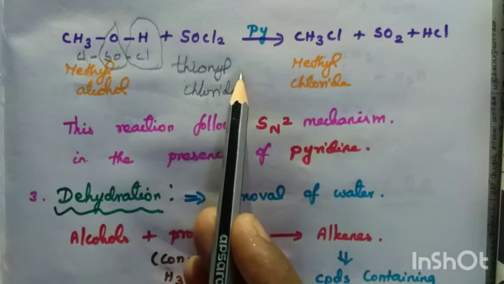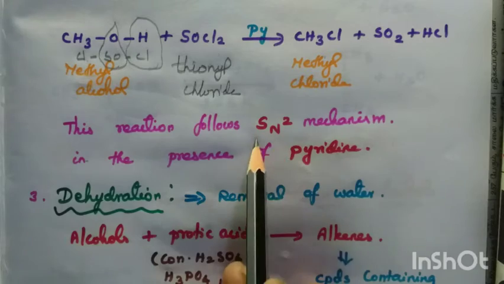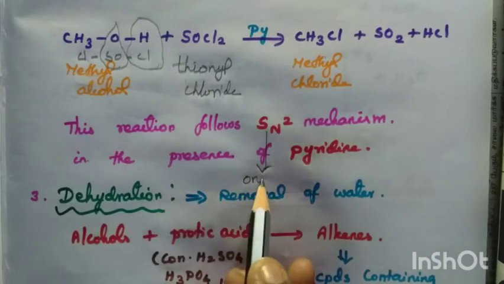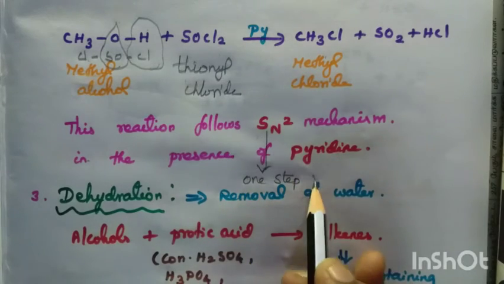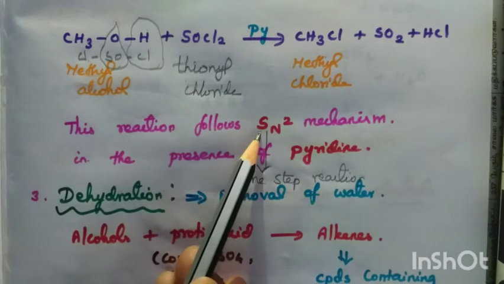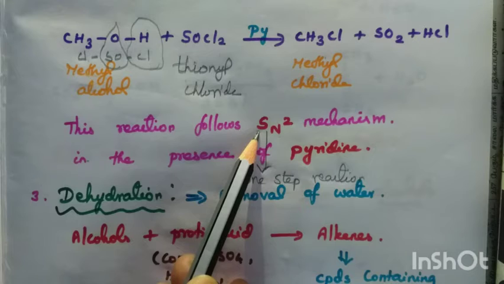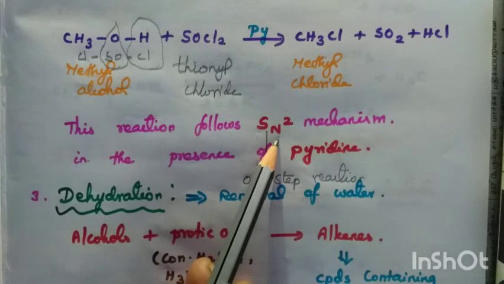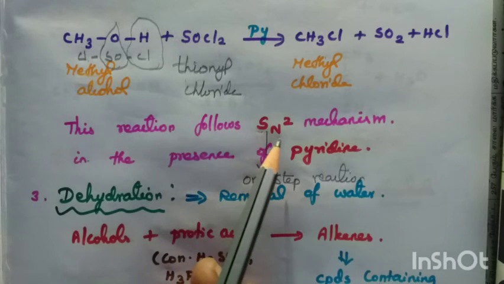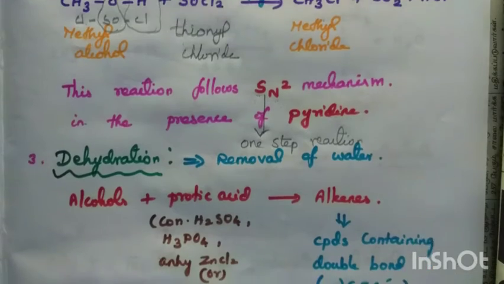And this thionyl chloride reaction follows the SN2 mechanism. What is SN2? SN2 means one-step reaction. Reaction takes place in one step. Substitution, that is bimolecular nucleophilic substitution reaction. The nucleophile comes and attacks by replacing OH, substituting the Cl. So, nucleophilic substitution reaction. And next is dehydration.